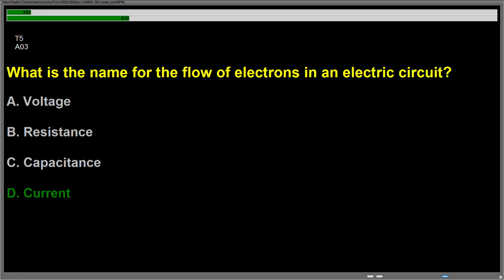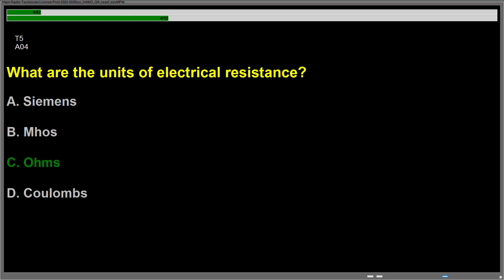Question Alpha 03, what is the name for the flow of electrons in an electric circuit? Answer is D. Current. Question Alpha 04, what are the units of electrical resistance? Answer is C. Ohms.